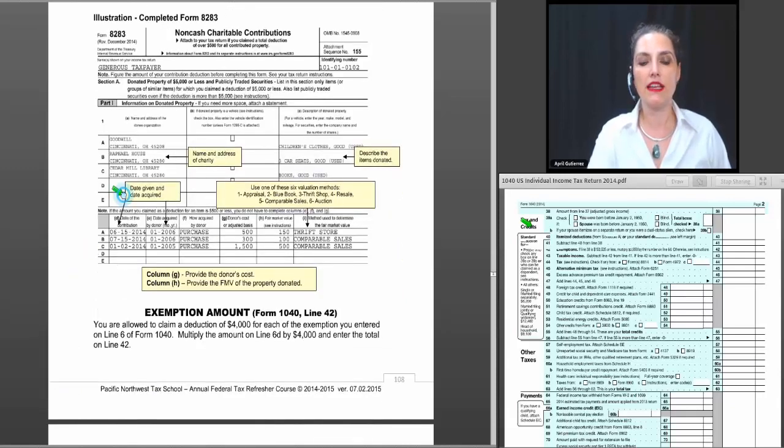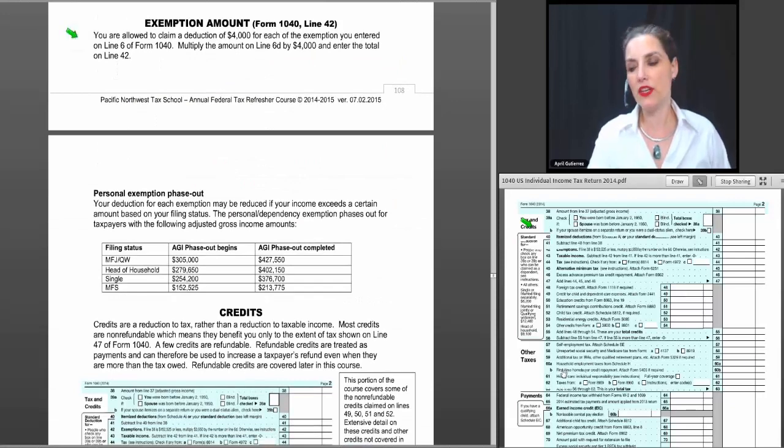You provide the date acquired and the date donated, how you acquired the property, the cost basis that you have in the property, the fair market value of the property. You describe the method by which you determined the fair market value, and then you also provide the name of the charity and a description of the items donated.